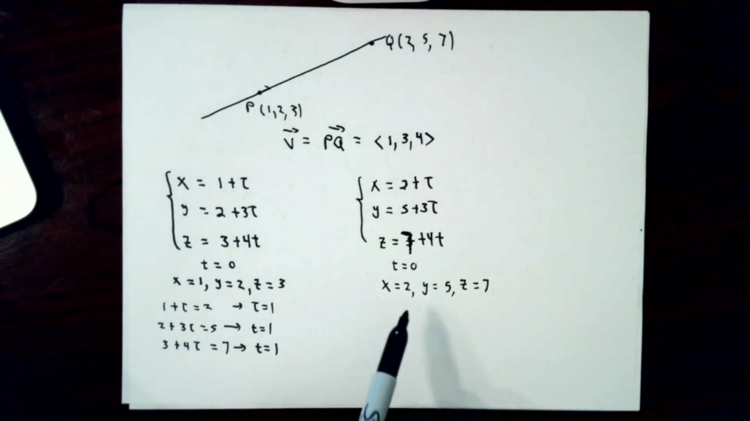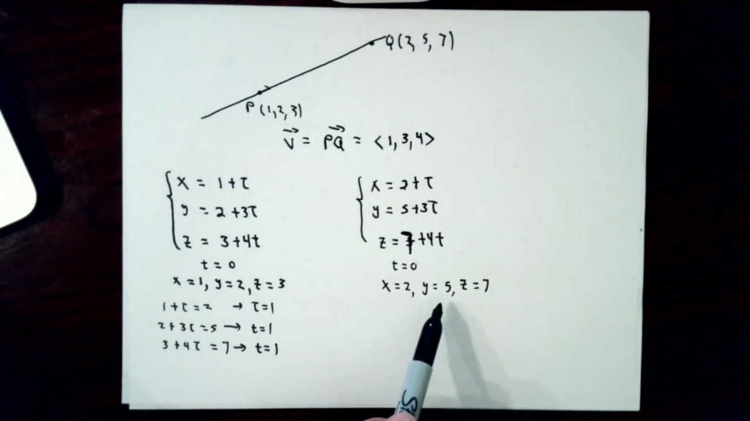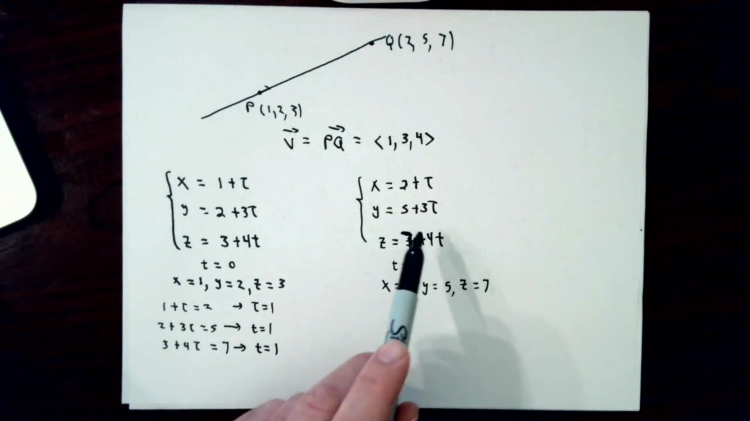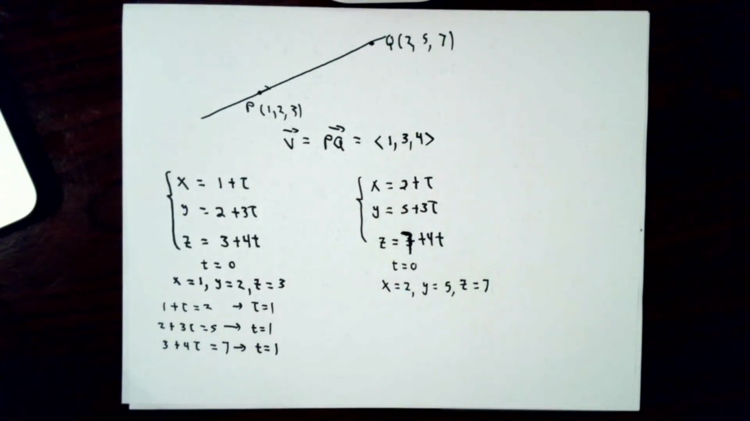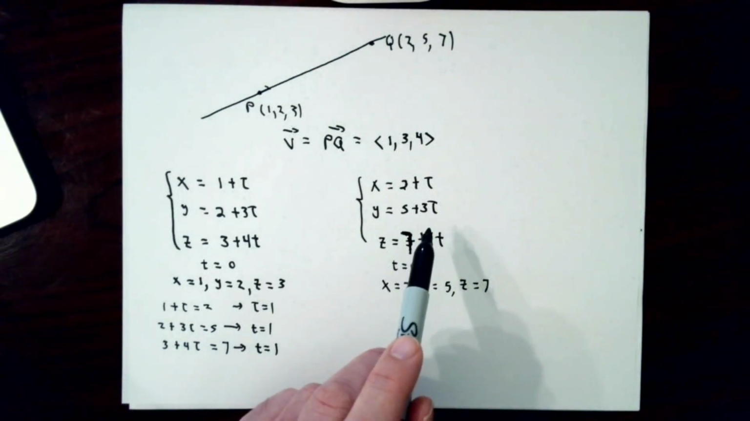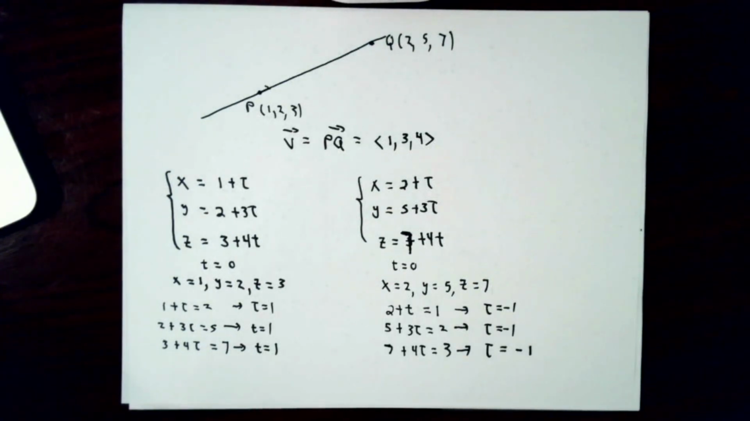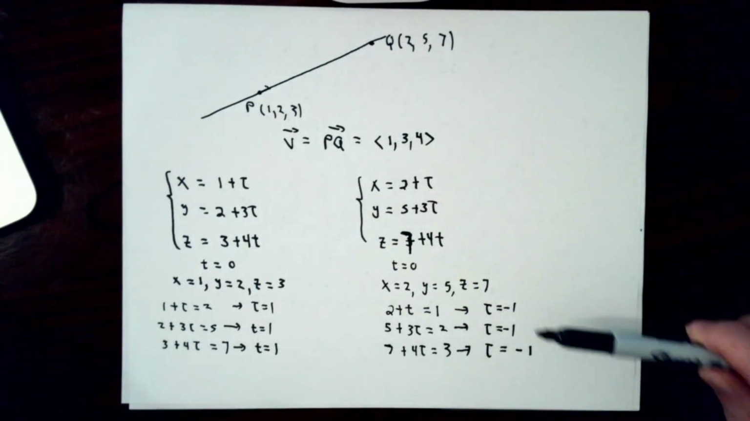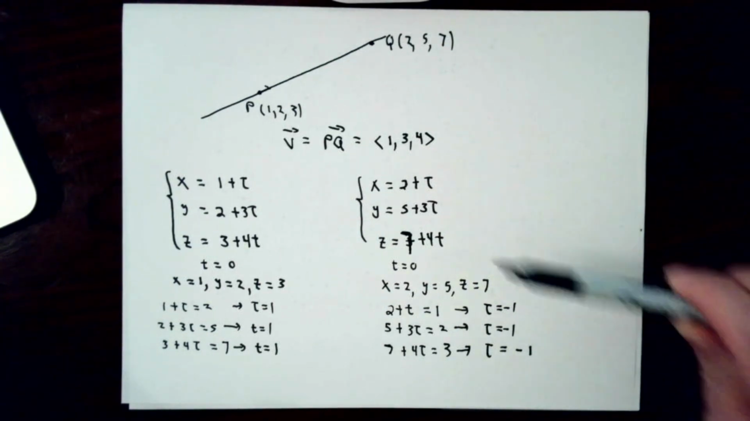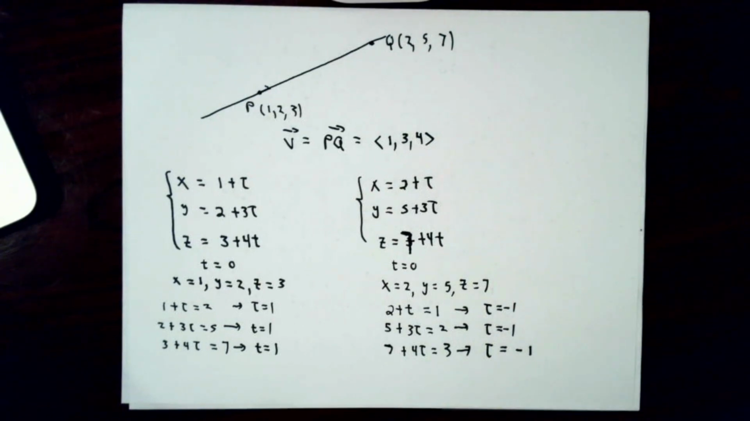Conversely, we already know that x equal 2, y equal 5, z equal 7 is a point of this straight line. I want to figure out whether or not the point x equal 1, y equal 2, z equal 3 is a point of that straight line or not. Doing the same kind of arithmetic, I find out that if t is negative 1 for this second set of equations, everything will work out fine.